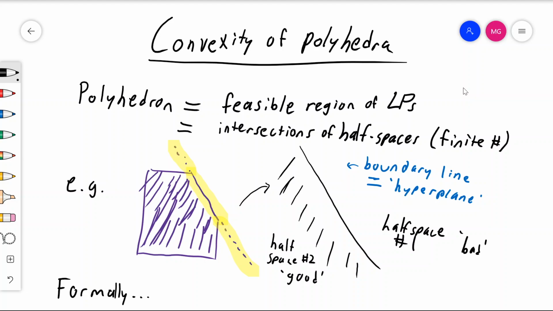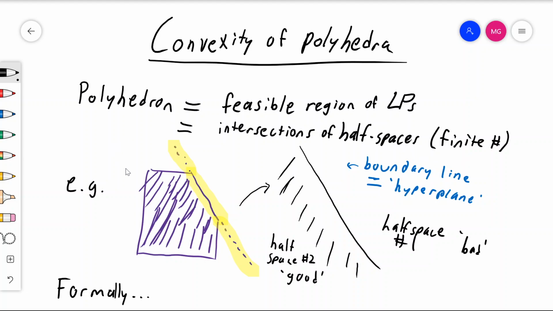So in the previous video, we were discussing how a polyhedron, by definition, is the feasible region of a linear program. And then we rewrote the format of a linear program so that instead of being in standard equality form, we wrote it as a bunch of less than or equal to constraints. So a linear program can be rewritten so that it's exclusively less than or equal to constraints. And when we did that, we were able to realize that a polyhedron is the intersection of half spaces, a finite number of half spaces.